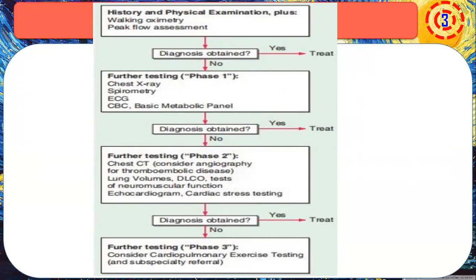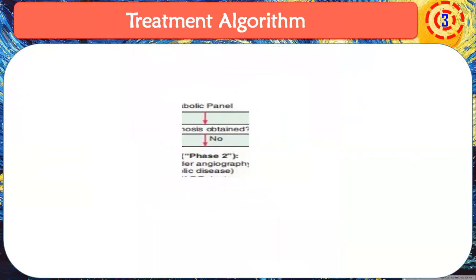And if all of these tests give us our diagnosis, then we again move on to treating the cause. However, if there is no diagnosis obtained till phase 2, then we move on to phase 3, whereby we do cardiopulmonary exercise testing and do specialty or subspecialty referral to a pulmonologist or a cardiologist. So that was our treatment algorithm.